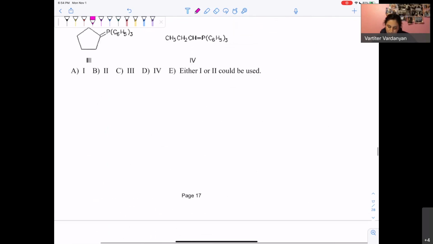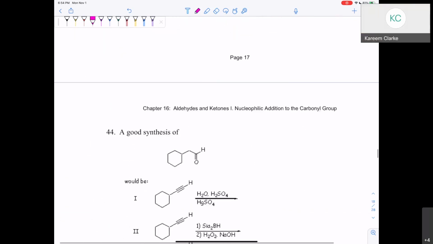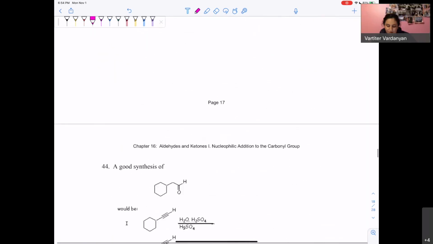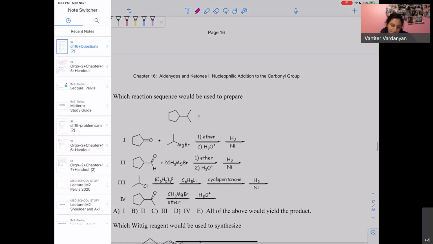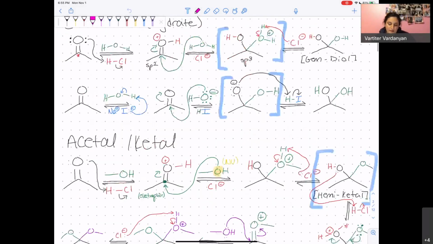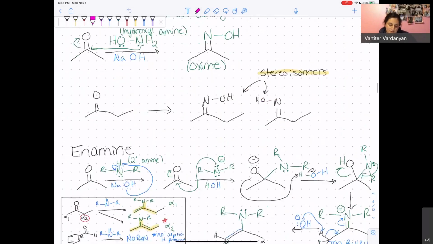Ooh, Wittig. Yes, the Wittig ones. I think we've pretty much run out of questions that are not the Wittig ones. So let's go into the Wittig reaction right quick.